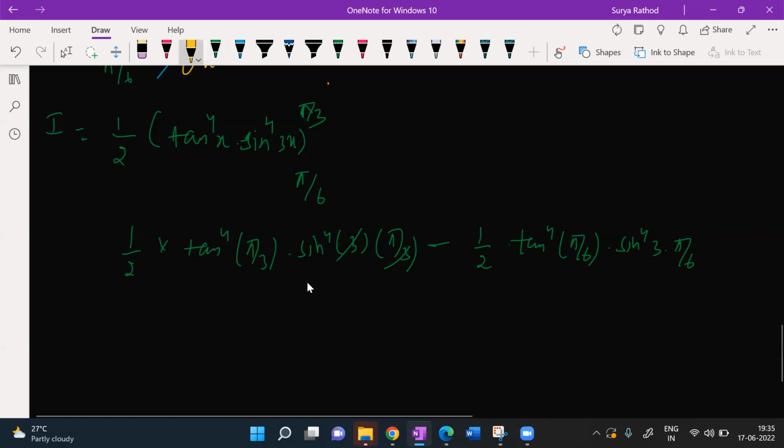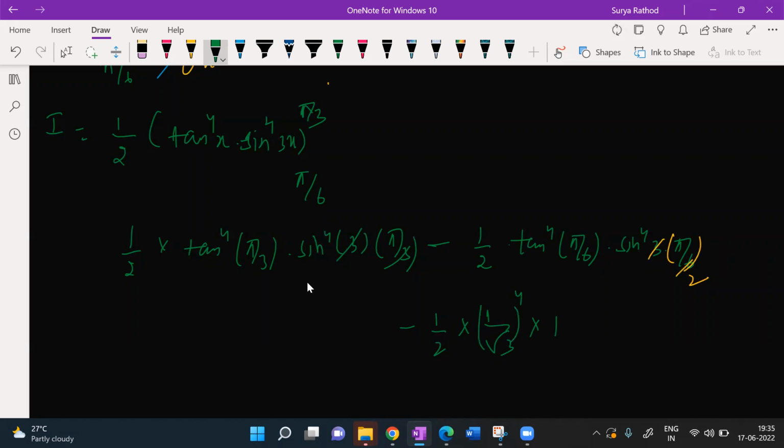So here, minus 1 by 2, tan 30 how much? Tan 30 how much? 1 by root 3 into sine 90. Sine 90 how much? 1. So what is the answer going to be now? So here to the power of 4, right? So this will be 0, beta. This entire process will be 0.